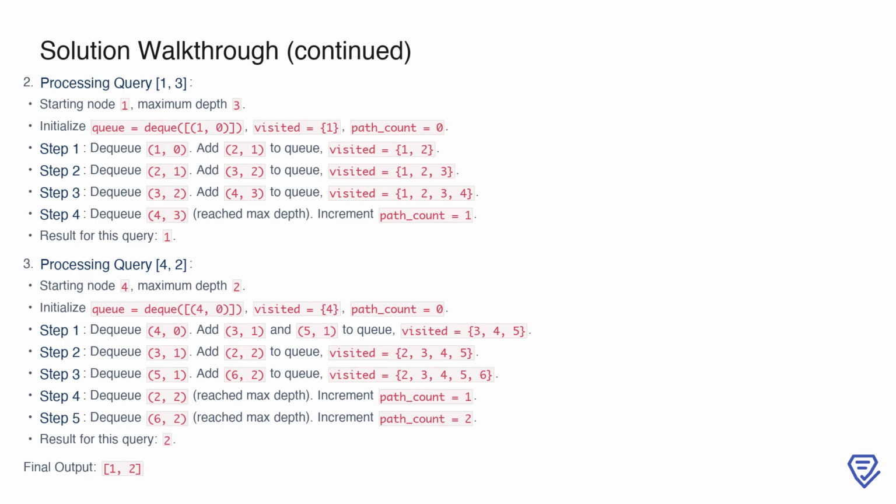For the second query, starting at node 4 with a maximum depth of 2, we initialize the queue and visited set.